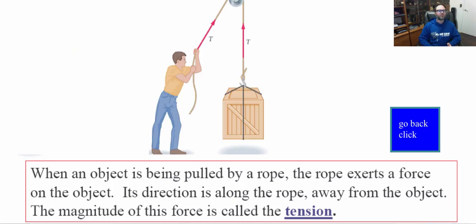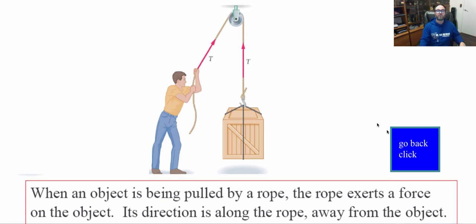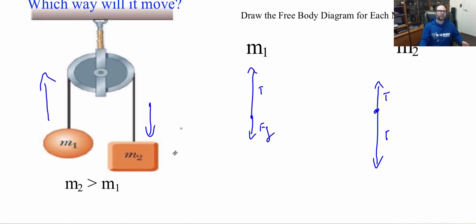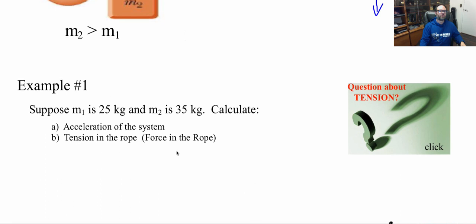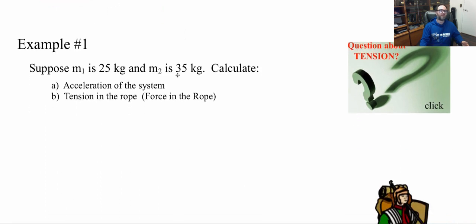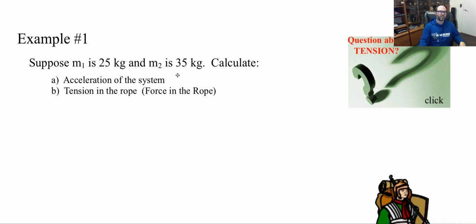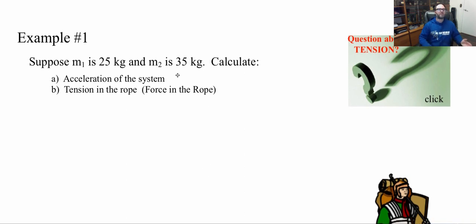Well, tension is when an object is being pulled by a rope, the rope exerts a force on the object. That force that is exerted by the rope is called tension. So now that we know what tension is, let's go back to our previous question and add some values to our masses. In our question, we're going to suppose that mass 1 has a value of 25 kilograms and mass 2 has a value of 35 kilograms. We want to first calculate (A) the acceleration of the system, and then (B) find the tension in the rope, which is, once again, just the force in the rope.